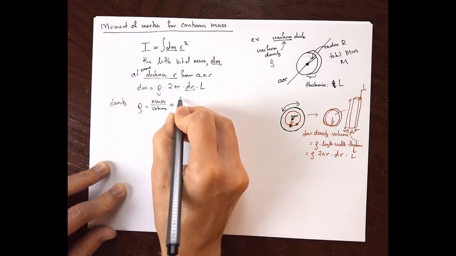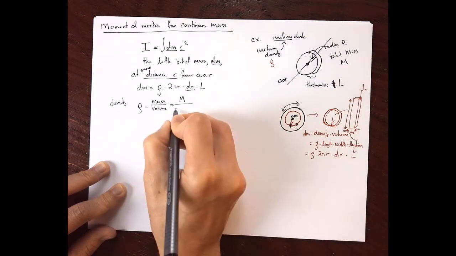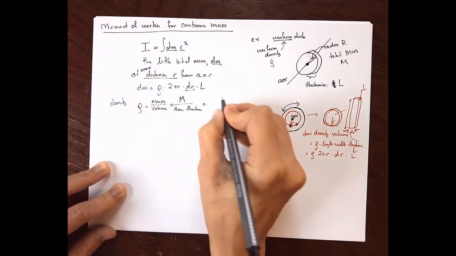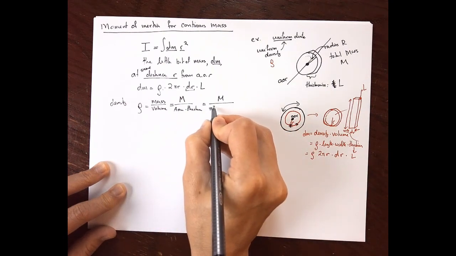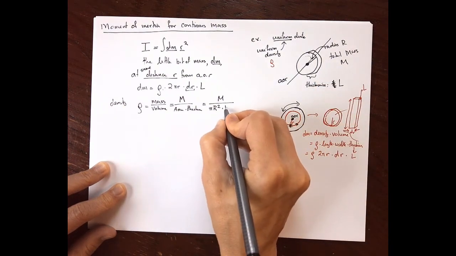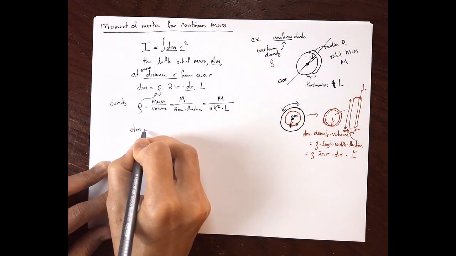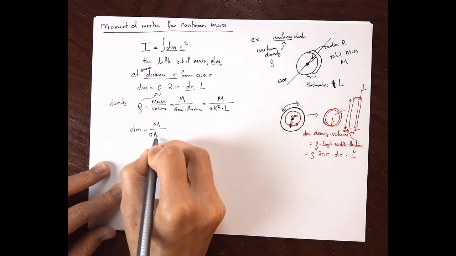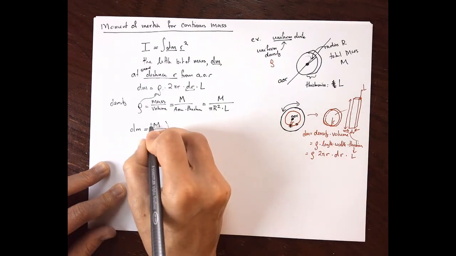But we could also do the total mass, m, over the total volume. And what's that going to be? That's going to be the area times the thickness. So we got our total mass m. The area will be pi, the total radius, big R squared. That's the area of the disk, and the thickness is L. So that's our density. So we could actually plug that in here. So dm is the total mass over pi R squared L. That's the volume of our whole disk. So that's the density.